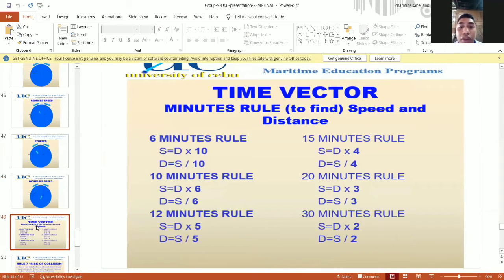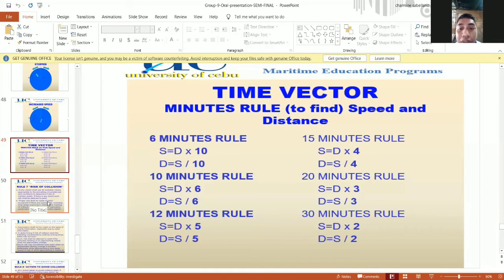Time Vector minutes rule to find the speed and distance. 6 minutes rule: speed equals distance times 10, distance equals speed divide 10. 10 minutes rule is speed equals distance times 6, and distance equals speed divide 6. 12 minutes rule is speed equals distance times 5, distance equals speed divide 5. And 15 minutes rule is speed equals distance times 4, and distance equals speed divide 4. 20 minutes rule is speed equals distance times 3, distance equals speed divide 3. 30 minutes rule is speed equals distance times 2, distance equals speed divide 2. Next slide, please.